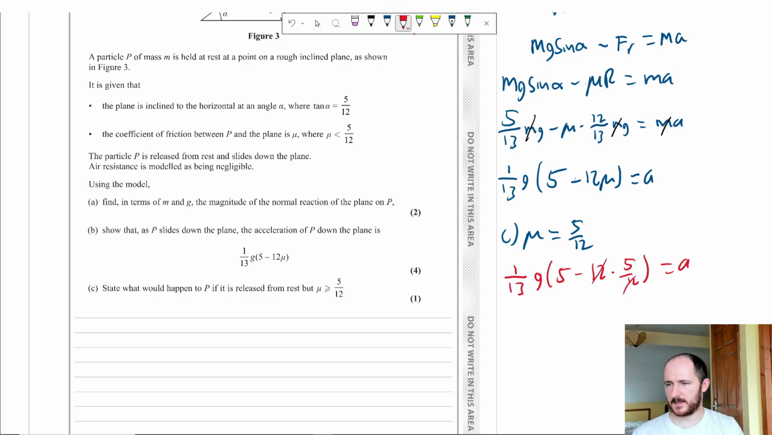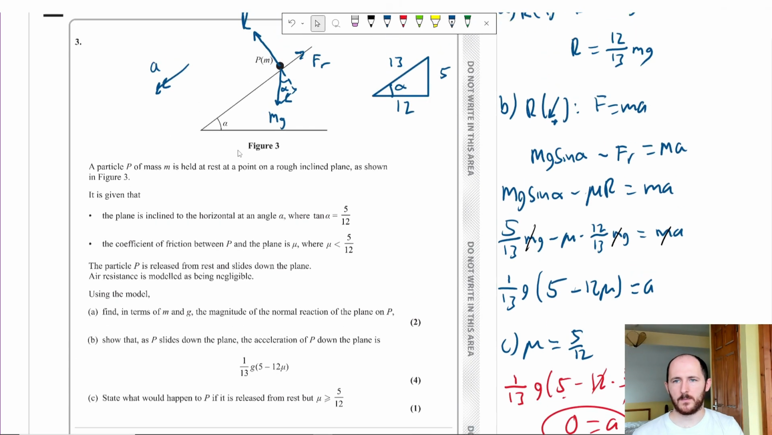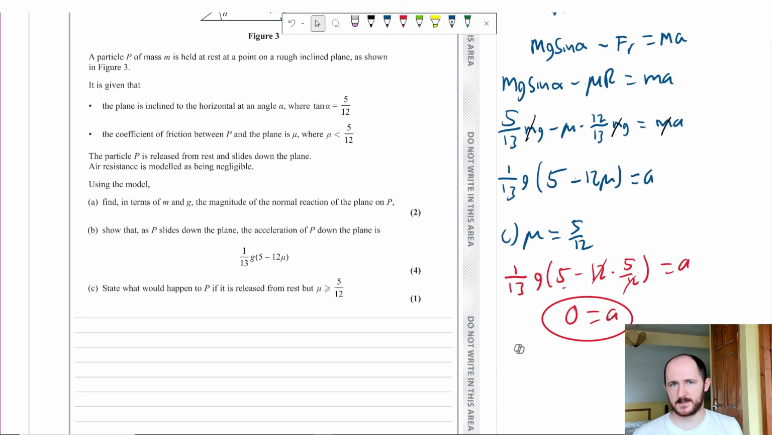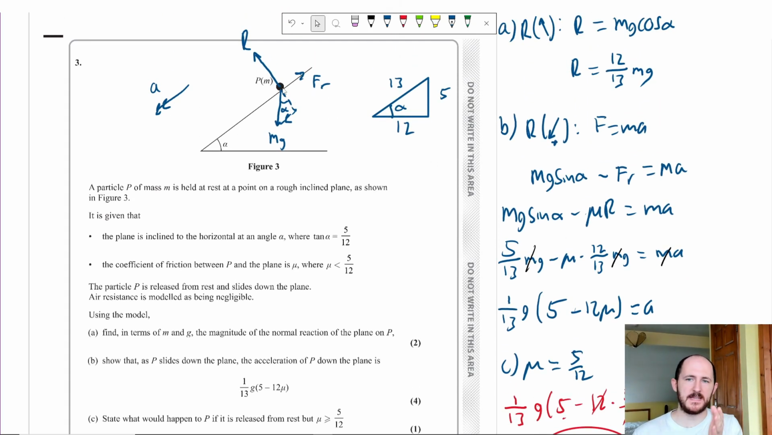Now again, those cancel. I get 5 minus 5, I get 0 equals a. Zero acceleration means that the object is not going to change velocity, which means if it's at rest at the beginning, then it's going to remain at rest. Now, I know that if you sub in a value bigger than 5/12, you're going to get a negative acceleration, which means it would go up the plane.